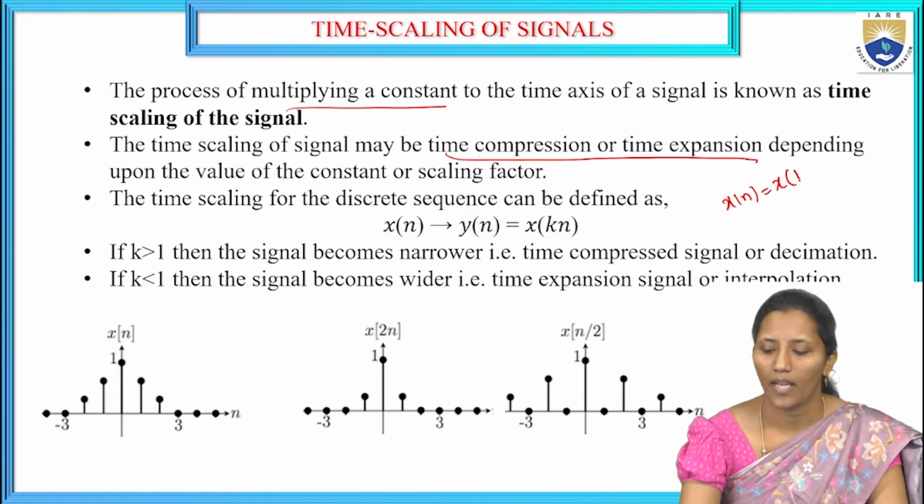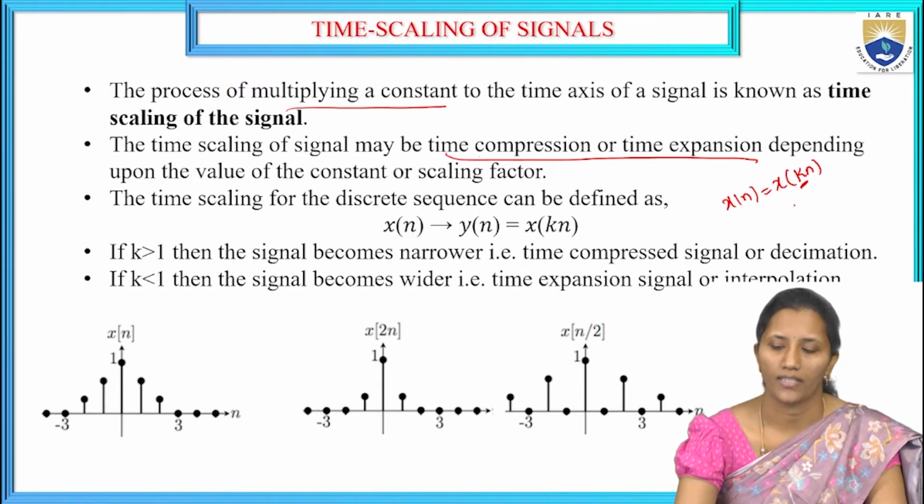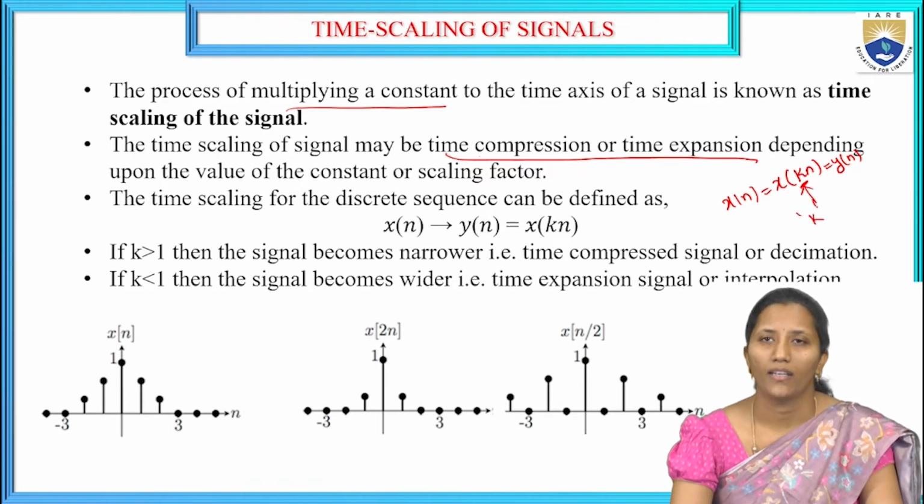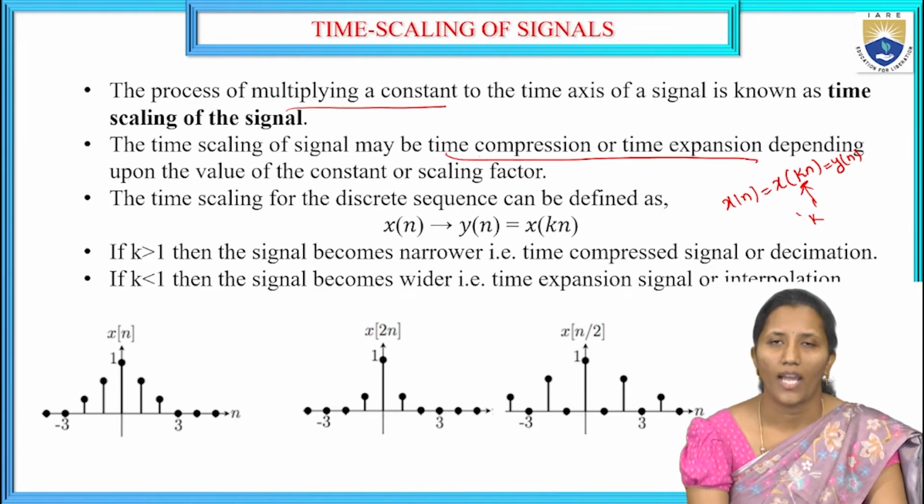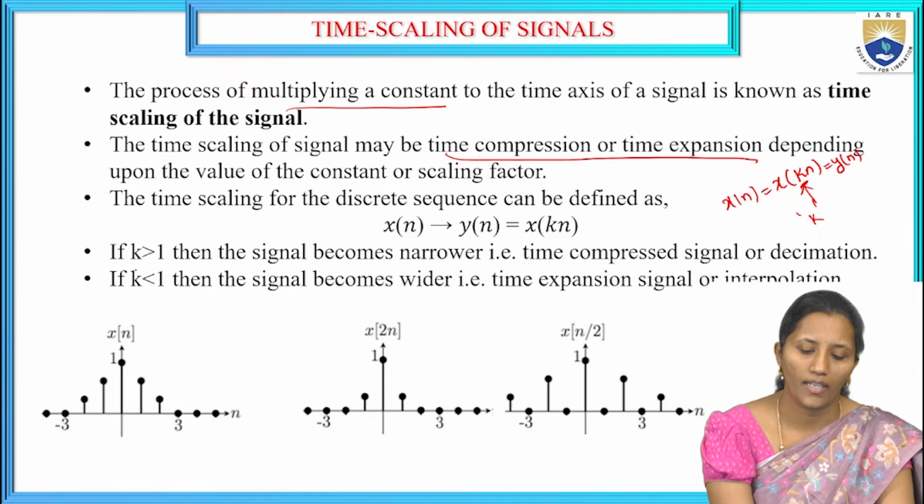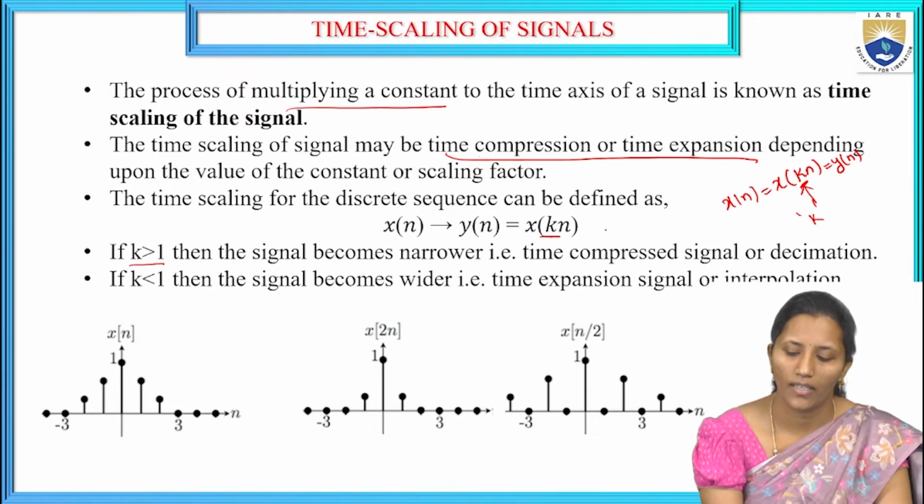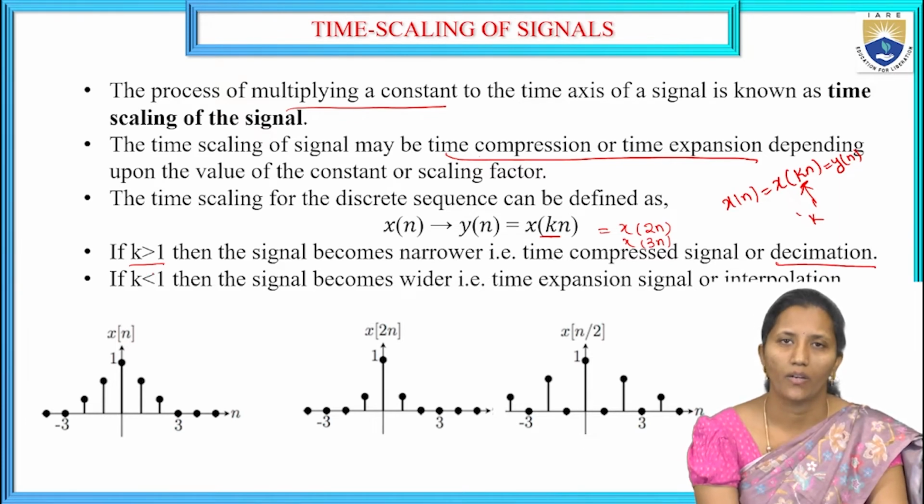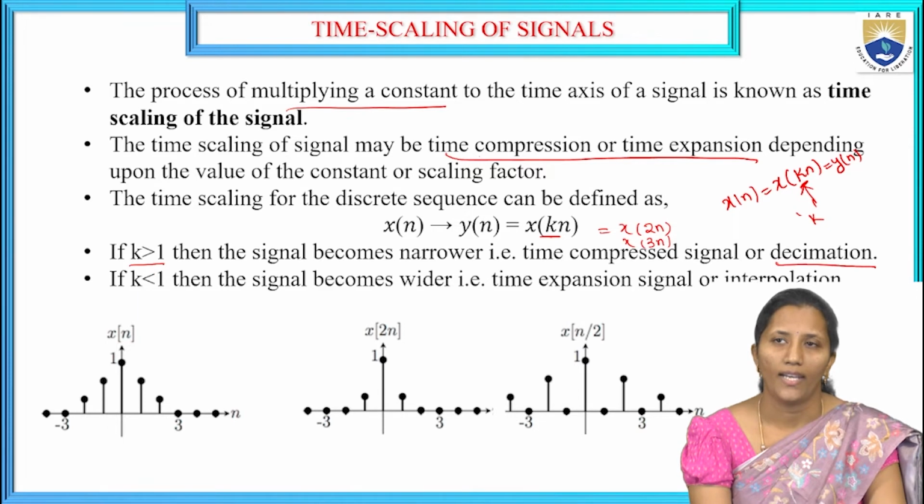I am multiplying the time by k units. Here k is some constant. That is, I am getting the output after scaling, y of n. So here, depending on the time scaling factor k, it will be either time compression or time expansion. If k is greater than 1, for example x of 2n, x of 3n, x of 4n, then the signal becomes narrow, that is a time compressed signal, and we can call that decimation. If k is greater than 1, we are going to compress the signal, that is called decimation.